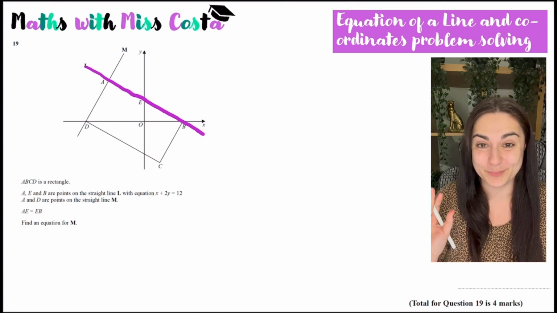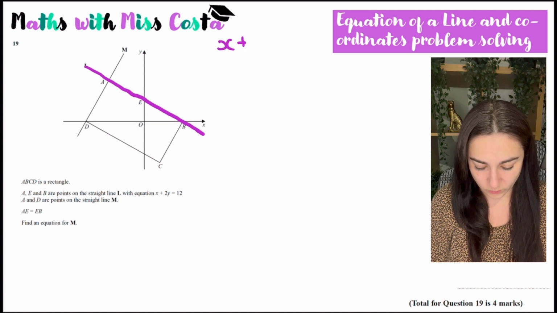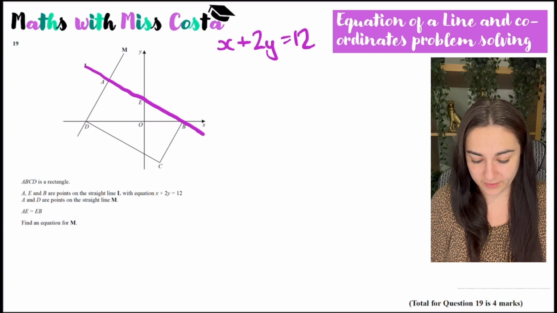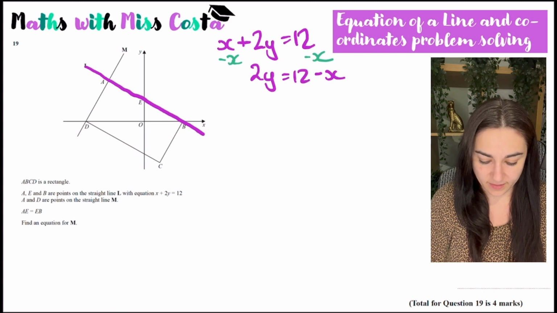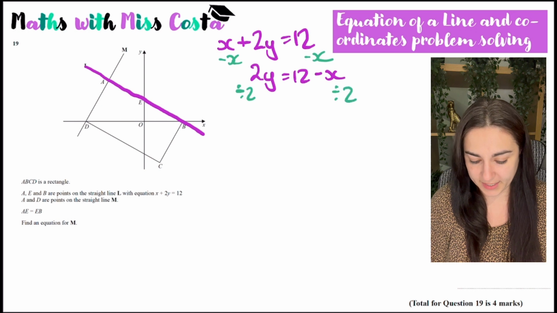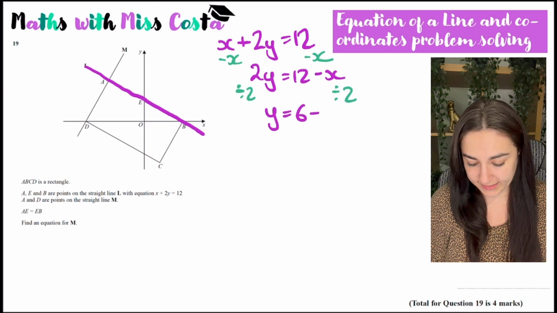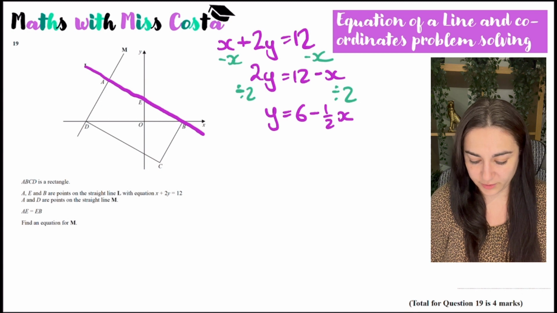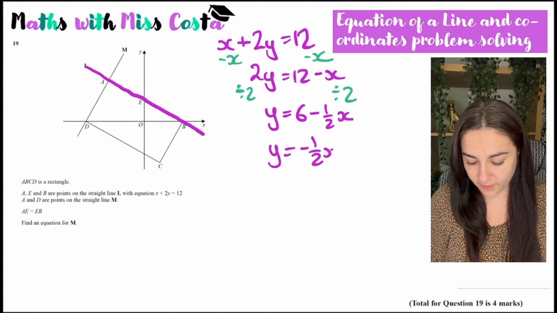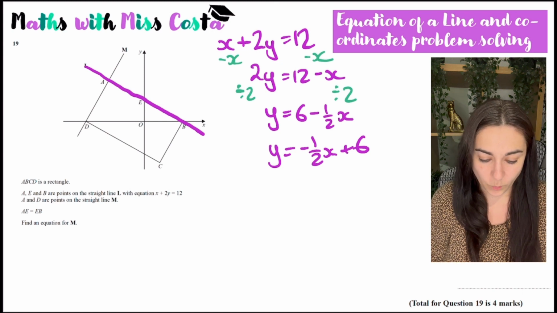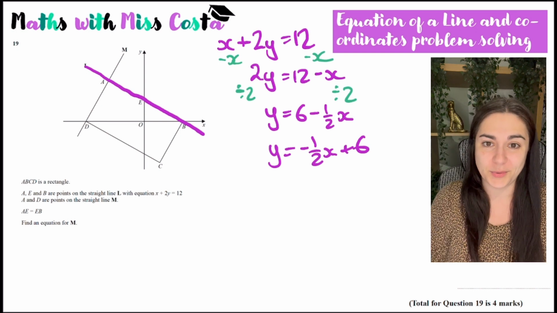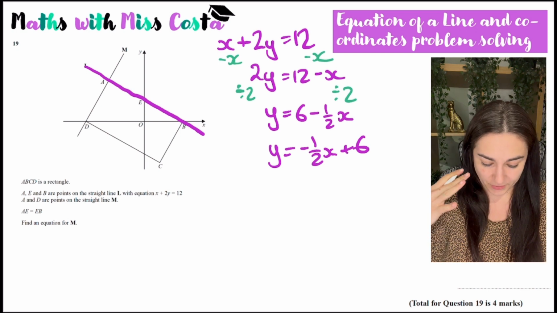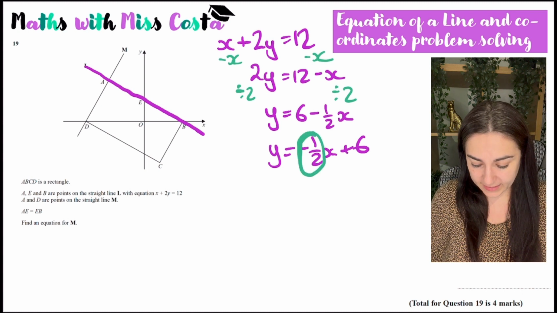So you always want your straight lines to be in the form y equals mx plus c. So let's rearrange that. Let's take x from both sides. So 2y equals 12, take x. And then I'm going to have to divide by 2 to make y the subject. So y equals 6, take away a half x. I could rearrange that to be y equals minus a half x plus 6, but it doesn't really matter. What I'm looking for is the gradient. So generally you're going to be given 2 lines, and one of them you're going to use in order to work out the gradient of it. So I know that the gradient of line L is minus a half.